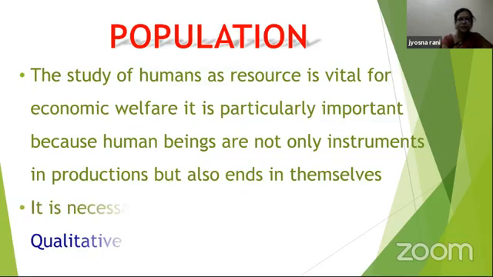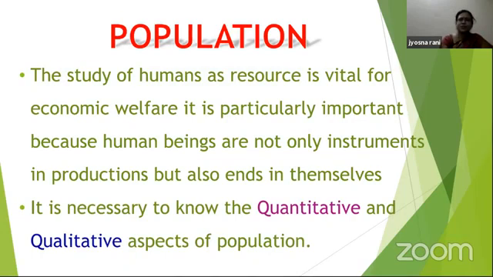Then it is necessary to know the quantitative and qualitative aspects of population. So what is quantitative here? Here we are learning about the quantity, which includes the composition of population, density of population, distribution, growth, size, migration. All these come under quantity. And qualitative aspects: under qualitative aspects, we are going to learn about education, development, diet, crime, wealth, etc.